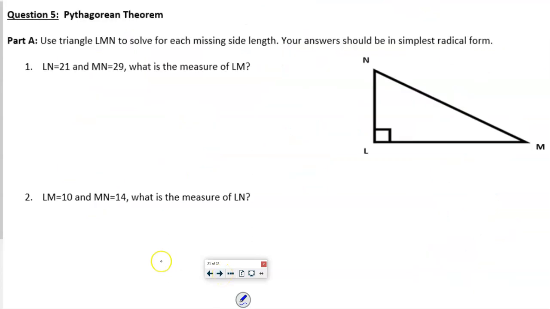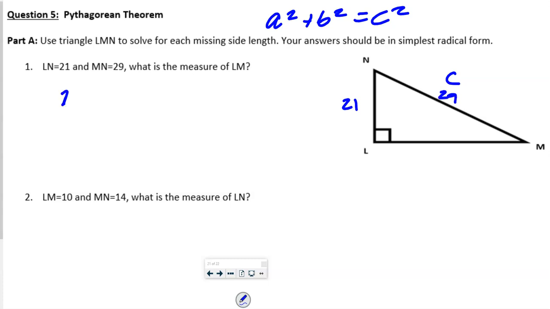All right, so here's our last section. It says use triangle LMN to solve for each missing side length. So we're going to use for this a squared plus b squared equals c squared, and hopefully all of y'all know that that's our c, because it's our hypotenuse, okay? So I'm going to just label this like it's given to us right here, and we're going to solve for LM. So we're going to go 21 squared plus LM squared equals 29 squared.